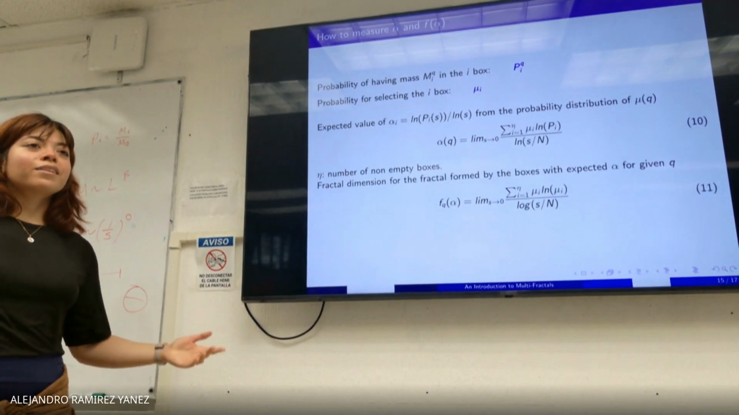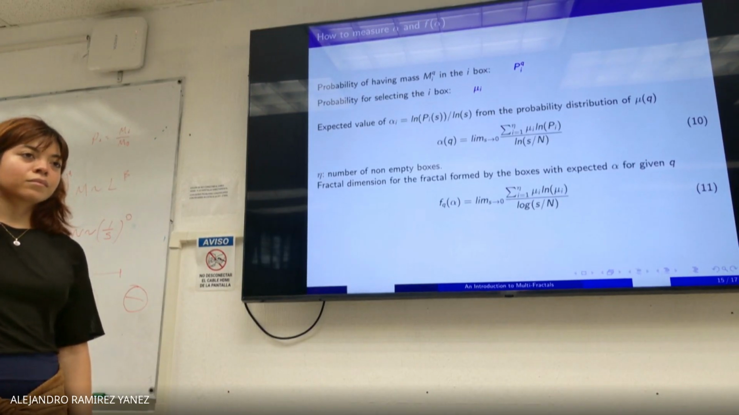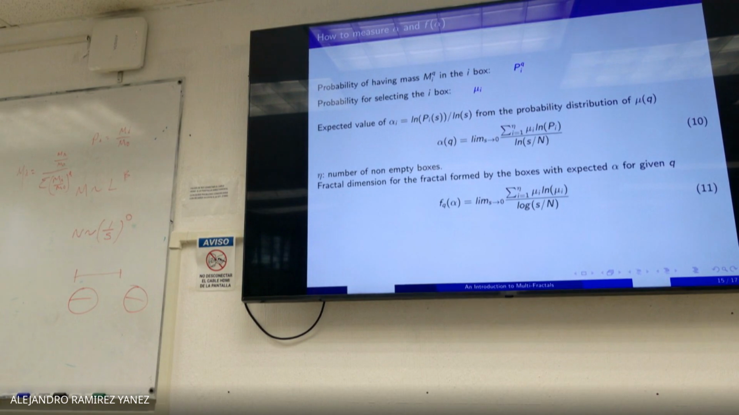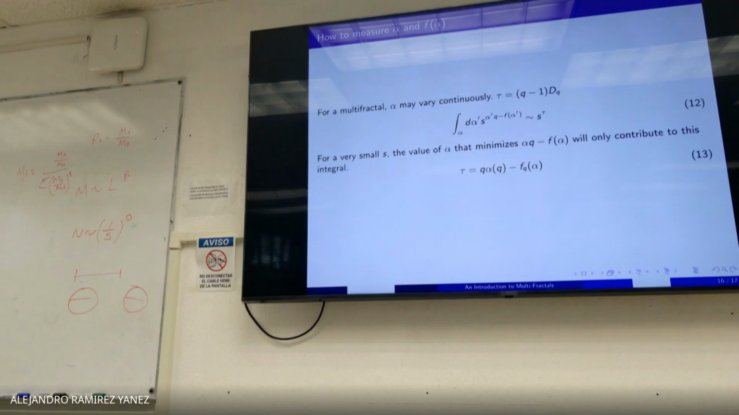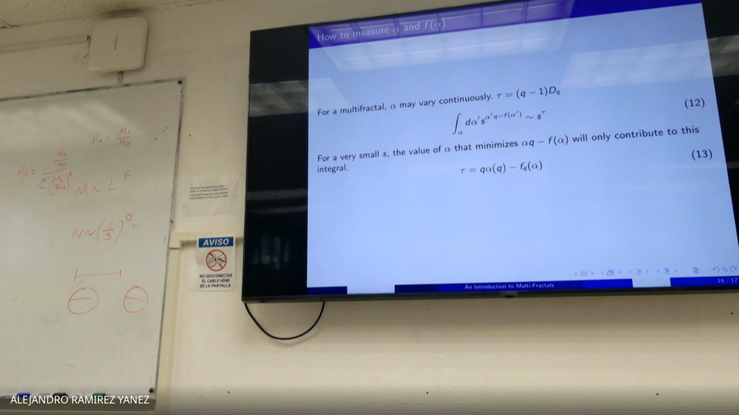Okay, but I think it's a good point to stop. So you came to these masses which are different. I almost finished, and this is nice for the introduction. This is just the concept, so we can finish here. You have just one more slide. It's just the Legendre transform to connect the general dimension with alpha and f of alpha.